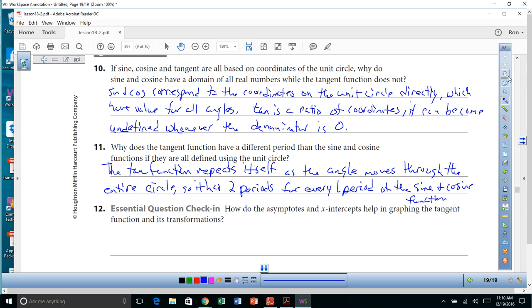All right, good. And you know, the circle does like this. So here's one period, there's the other period.